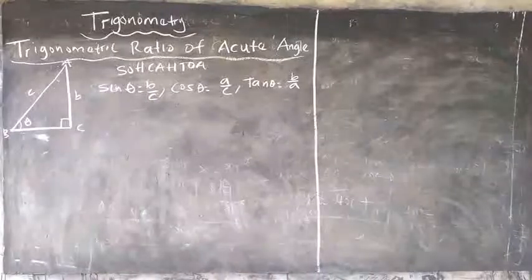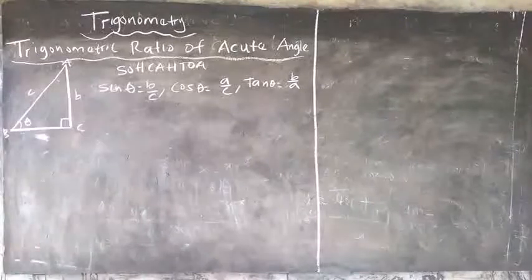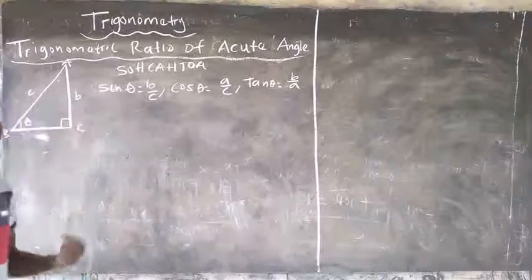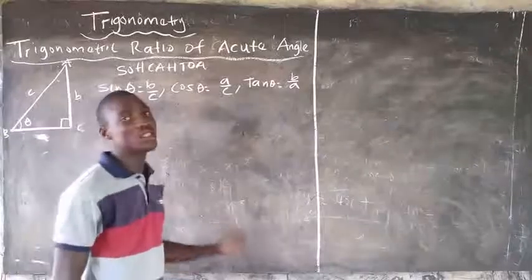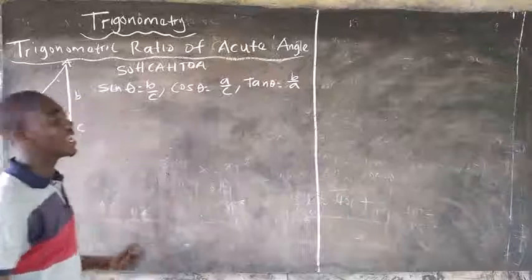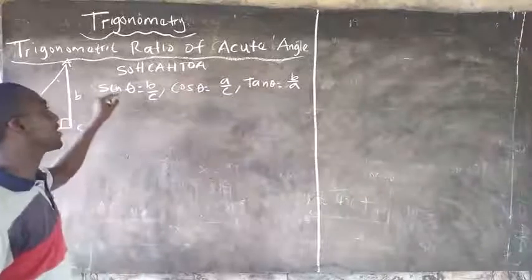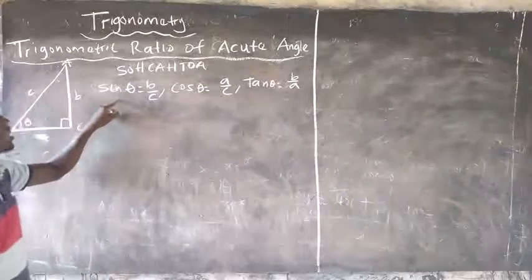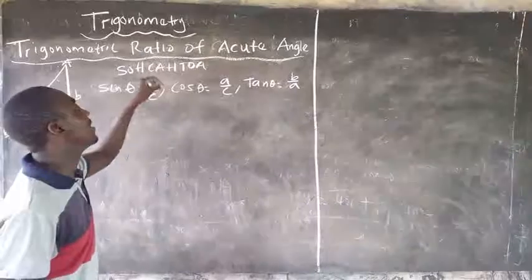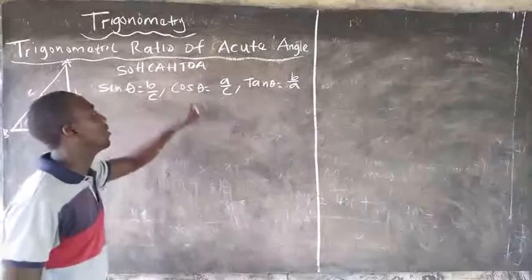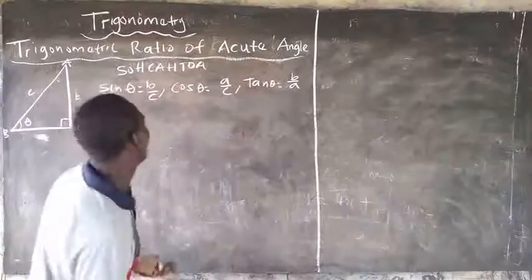So we'll still be considering sec theta, cot theta, and cosec theta. Now, don't panic if you are hearing this for the very first time. Sec theta is the inverse of cos theta, cot theta is the inverse of tan theta, and cosec theta is the inverse of sine theta.